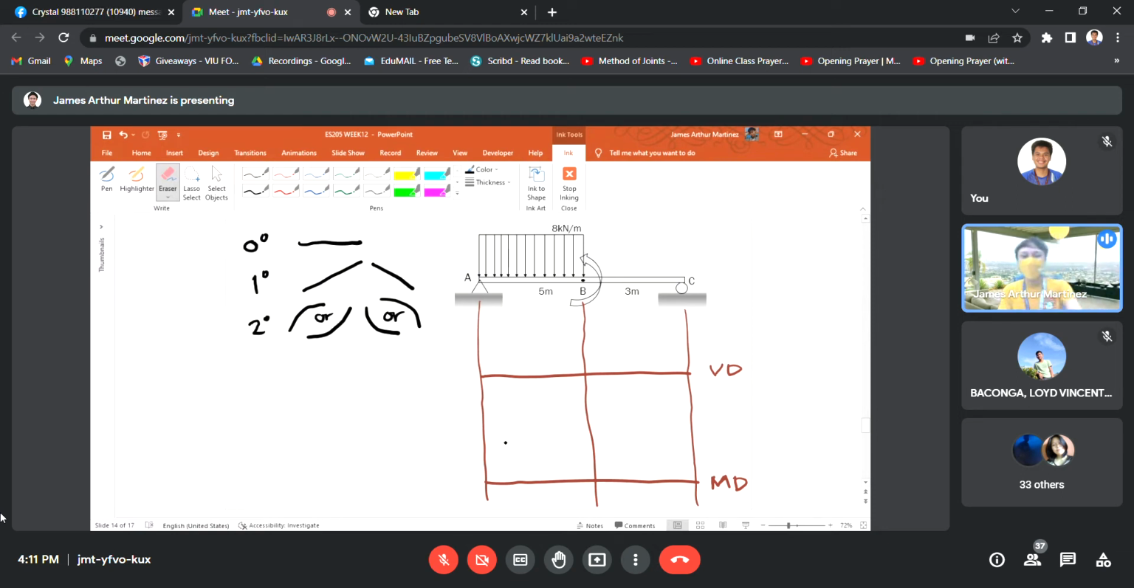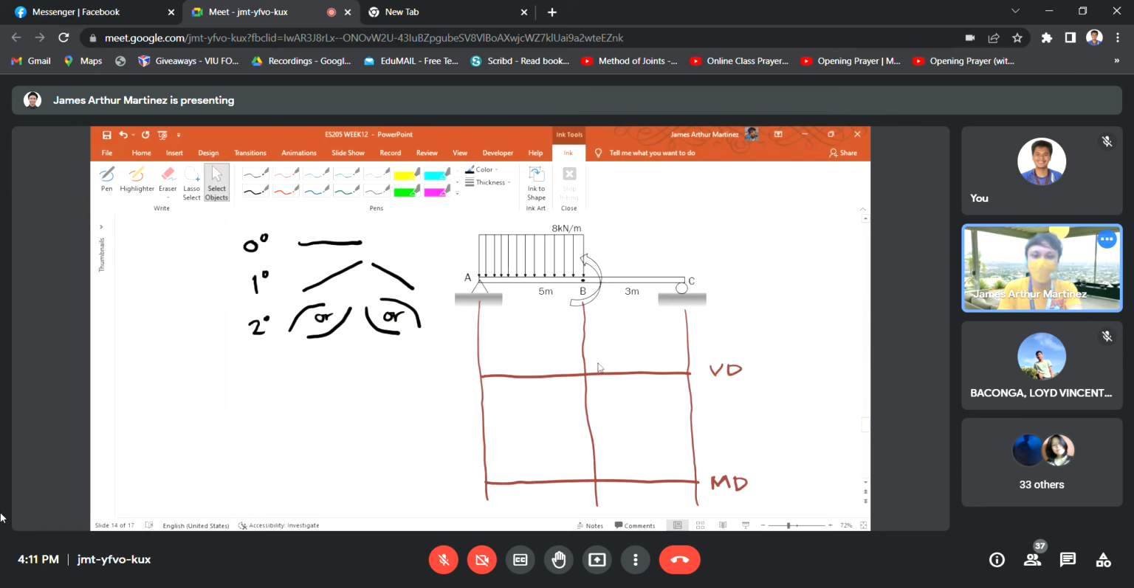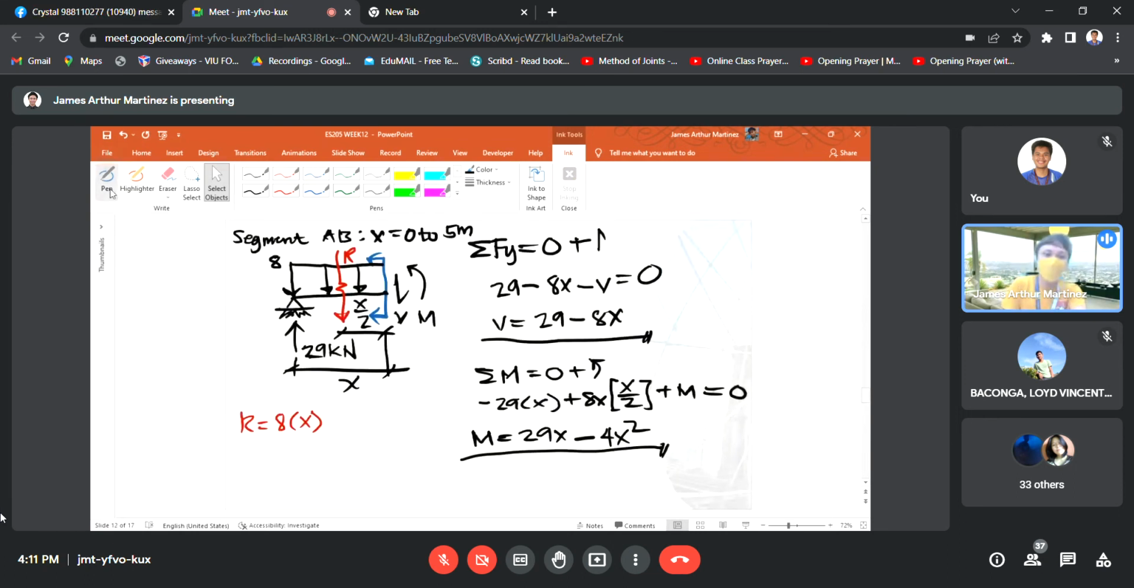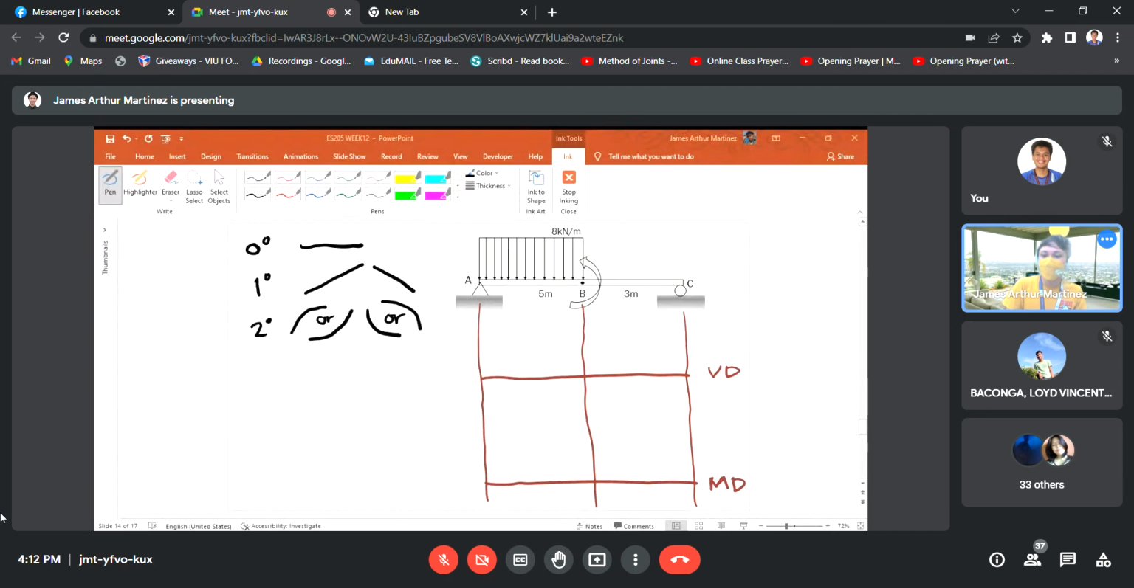Okay, sige. So let us plot the shear diagram first. So for segment A to B, of course, ang ato ang basis is the equations of the shear diagram or the shear force at segment A to B. So kani si 29 minus 8x. So having that equation, if we are to plot the shear at this point, at point A, so unsa man ato ang value for x? So pila ba na atong i-assign na value of x to plot the shear at point A? Anyone?